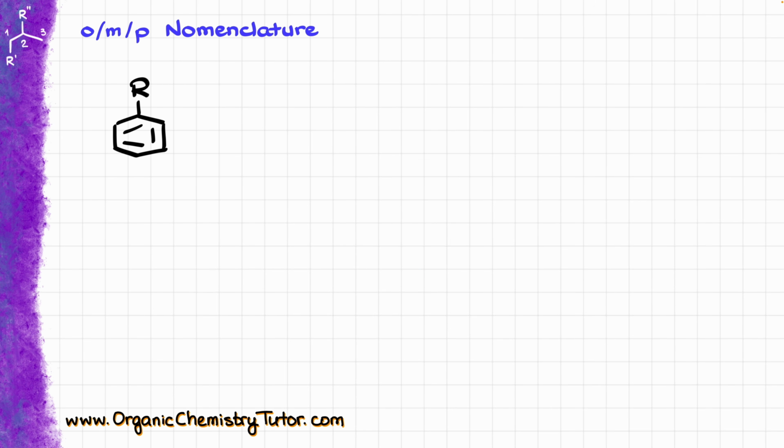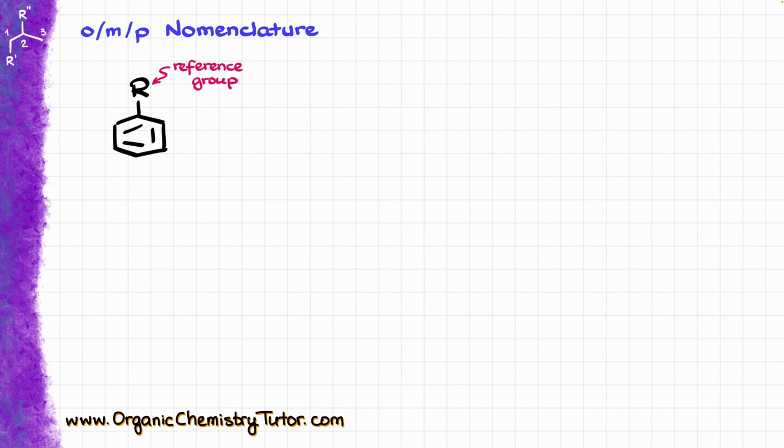Alright, moving on, we have Ortho, Meta, and Para nomenclature, which is commonly abbreviated as O, M, and P. Unlike the IUPAC nomenclature with numbers, when it comes to Ortho, Meta, and Para positions, those are relative positions to a reference group that you have in your molecule. In my case here, I have a very generic aromatic compound with some sort of R group, so I'm going to say that this R group is my reference group for the purposes of this example.